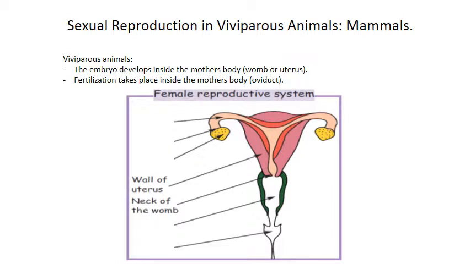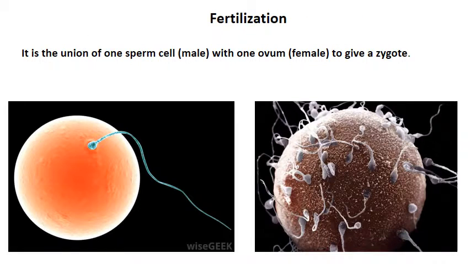Now we're going to talk about sexual reproduction in viviparous animals, for example, mammals. What are viviparous animals? In viviparous animals, the embryo develops inside the mother's body in an organ called the womb or the uterus. So the embryo is completely developing inside the mother's body. And the fertilization, which is the union of one sperm and one ovum, takes place inside the mother's body in an organ called the oviduct. So this is the viviparous animal, and we'll talk about one example, which is the mammals.